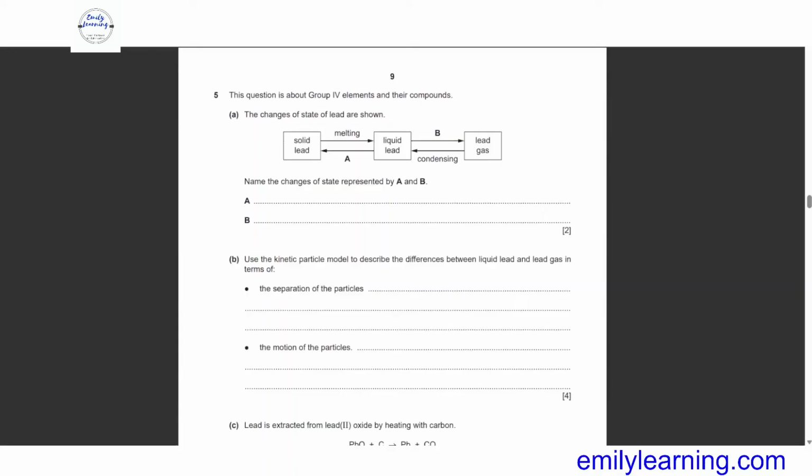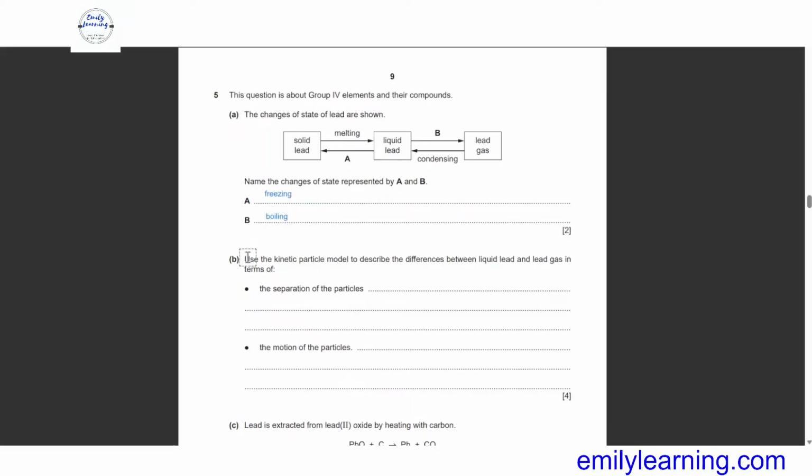Question 5. Okay, the question is about group 4 elements and their compounds and so on. Name the change of state represented by A and B. So you have a solid become liquid, is called melting. So A is liquid becomes solid. So basically it is called freezing. Okay. Next, you have liquid becomes gas. So liquid becomes gas, it is called vaporization or boiling. Okay. So this answer here will be boiling.